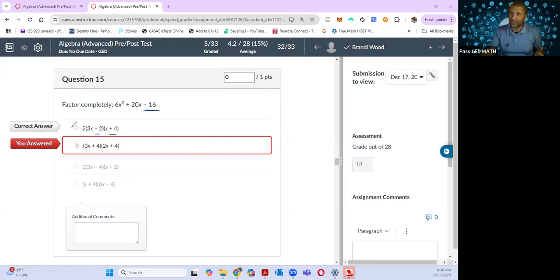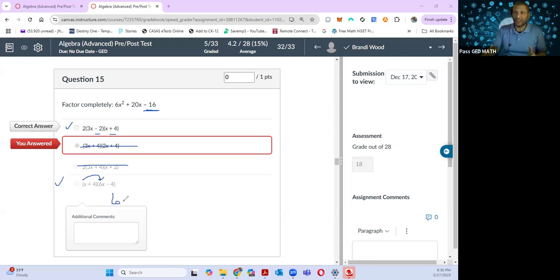It could possibly be this one. Plus 4 times 4 is a positive 16. It can't be that one. Plus 4 times plus 2 is 8 times 2 is 16. It can't be that one. Plus 4 minus 4 is minus 16. So it could be A or D. So I'm going to do this one first.